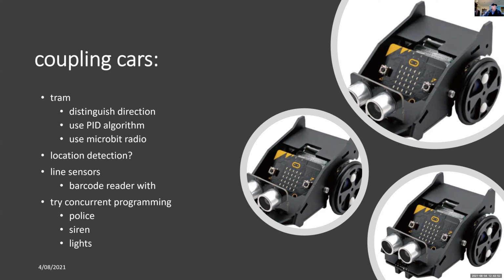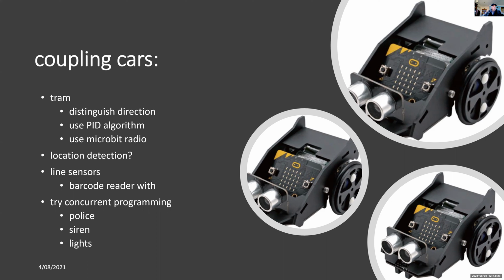Another future project would be coupling the microbits or the Bitcar into a tram. And there'd be two controls. So this fast control using a PID algorithm to minimize the separation and couple the cars together using the ultrasonic sensor, but also using microbit radio, bearing in mind that you're going to get a little bit of latency over that.